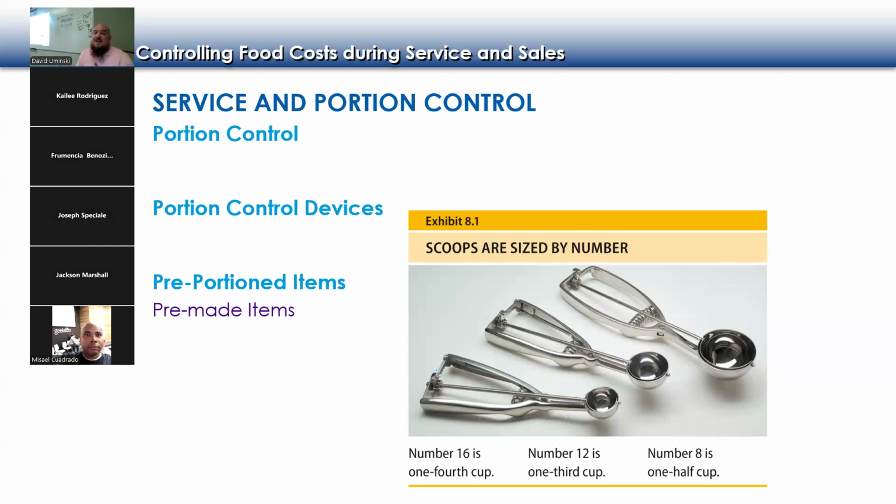What is an issue with having pre-portioned items? They're more accurate. If I'm ordering a 6-ounce chicken breast, then every single one of those is going to be 6 ounces. Okay, they're ensuring that it's going to be 6 ounces because I'm paying for it. Okay, it's typically more expensive to have pre-portioned items.